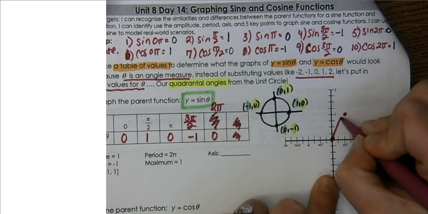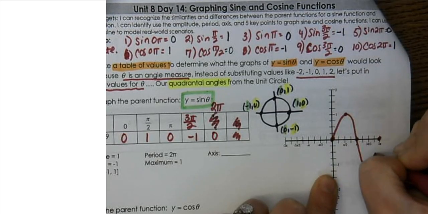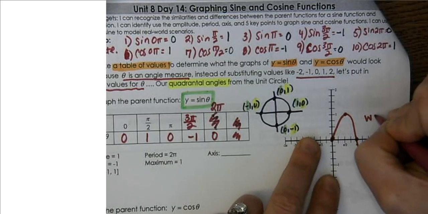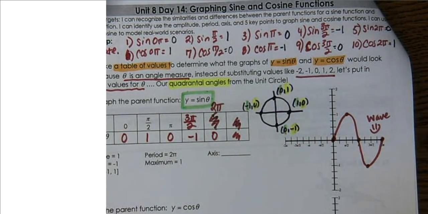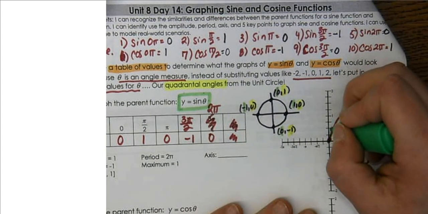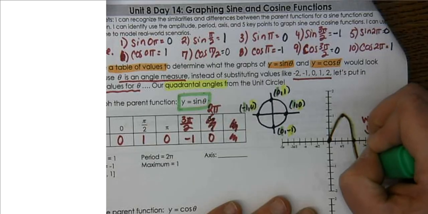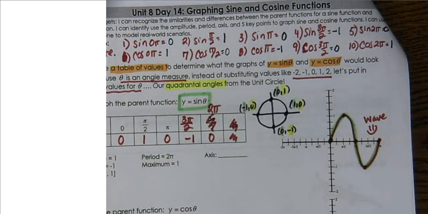And when I connect these points, I'm going to connect them like a wave. This is a wave, a nice, smooth curve. And we always highlight that first wave that we plotted. So that's going to be something that I'm going to be looking for. Where did you start your graph?